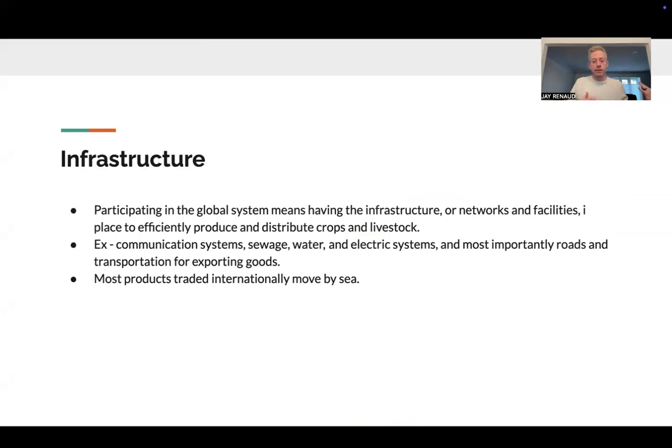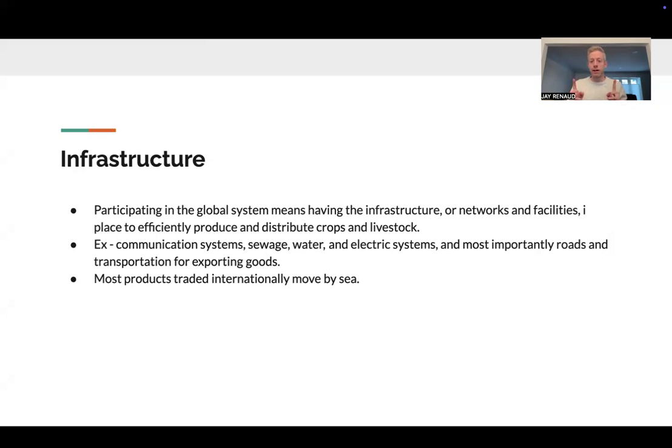Infrastructure, things that we take for granted, at least here, are things that other countries and people don't have. We need working, good infrastructure to transport our agricultural products. These things all need to be in sync.